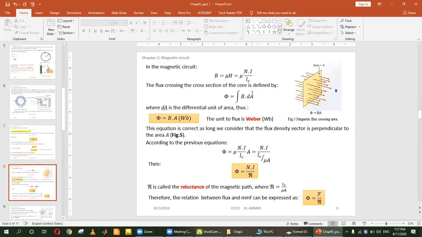The third term which we need to define is the flux. I know you have seen the flux in the first year in electrostatics, the flux that is produced by the electric field.